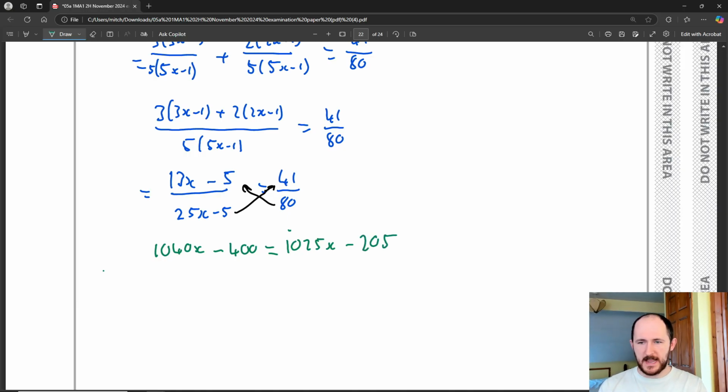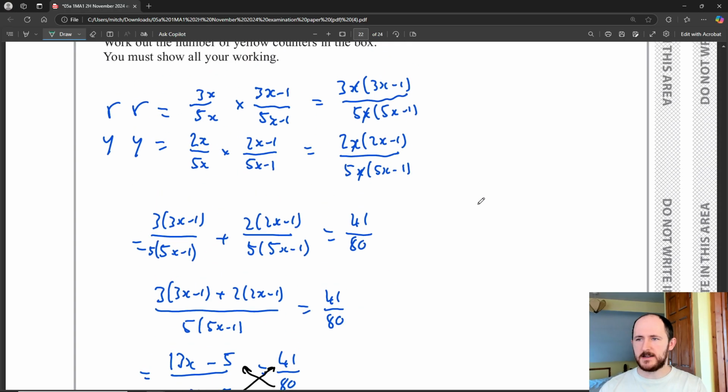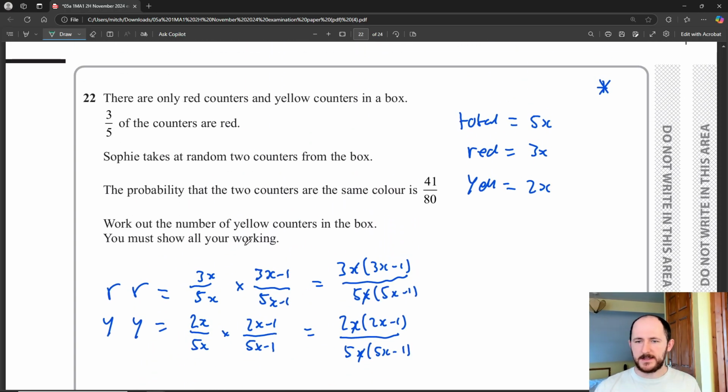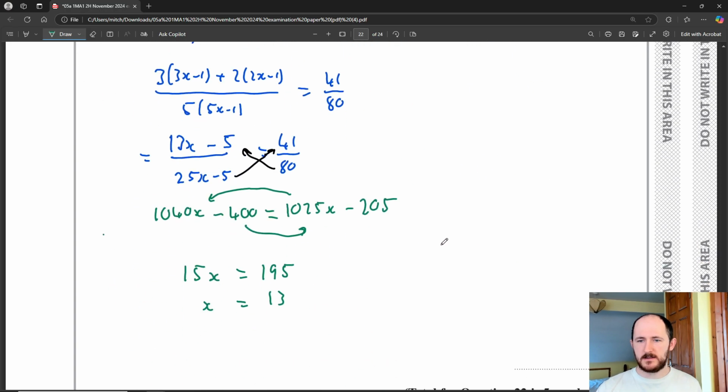205. I want to move the x's to this side and the numbers to this side. So 1040x minus 1025x would be 15x, because that's just 40 minus 25. Minus 205 plus 400 would be 195. Yes. Which means x is 195 divided by 15. See how quick this was now, now that we don't have any fractions? But yeah, that's 13. So if x is 13, then the number of yellow counters is 2x.